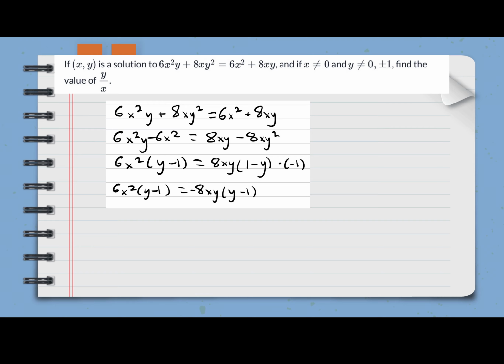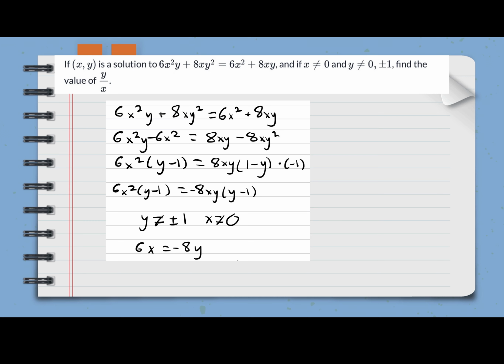Now, once you get to this point, remember x cannot be 0 and y cannot be positive 1. So we can kind of just disregard it because it's the same. We can just divide them out. And because x cannot equal 0, we can factor out the x from both sides. So we'll be left with 6x equals negative y. And in terms of y over x, that will be negative 6 over 8 or negative 3 over 4.